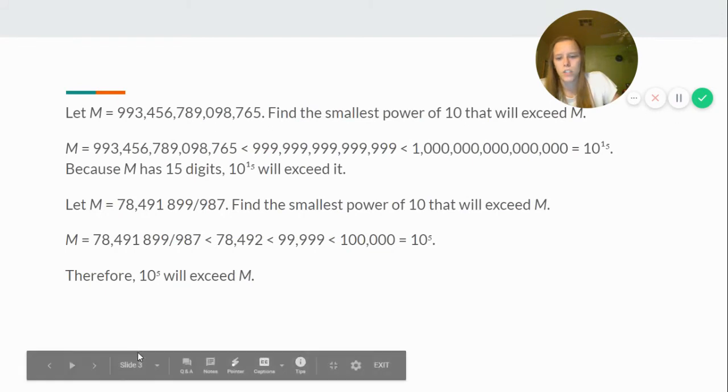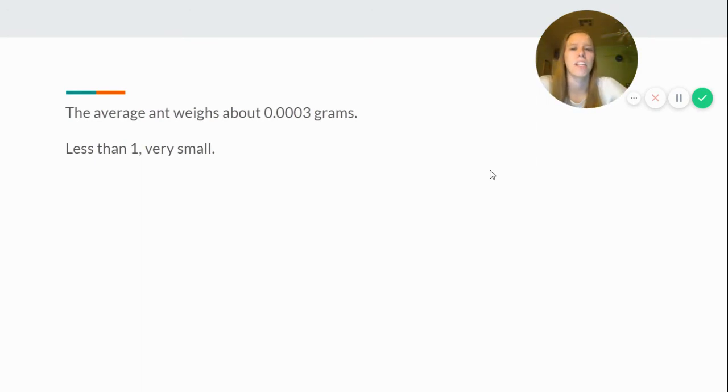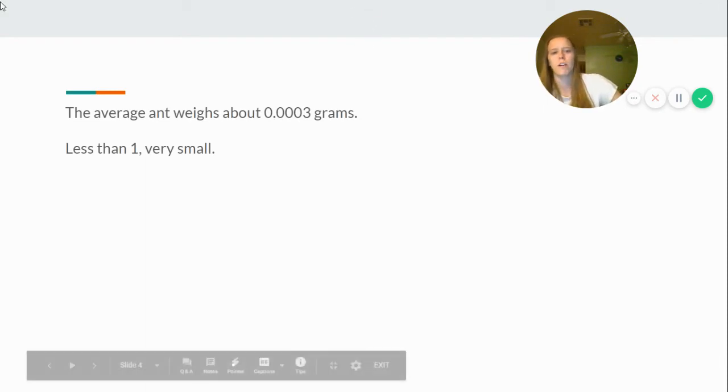Okay? Let's look at the next one, which you're going to work through on your own. So the average ant weighs about 0.0003 grams, less than 1, very small. So what power of 10 to a negative something is going to be smaller than 0.0003 grams? I'll give you the first part here.